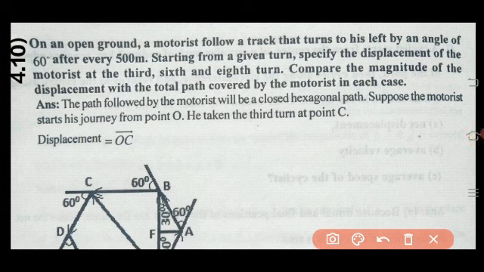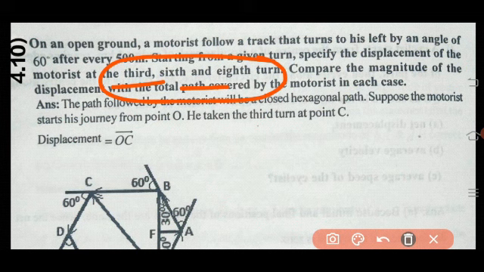Question number 4.10. On an open ground, a motorist follows a track that turns to his left by an angle of 60 degree after every 500 meter. Starting from a given turn, specify the displacement of the motorist at the third, sixth and eighth turn. Compare the magnitude of the displacement with the total path covered by the motorist in each case.